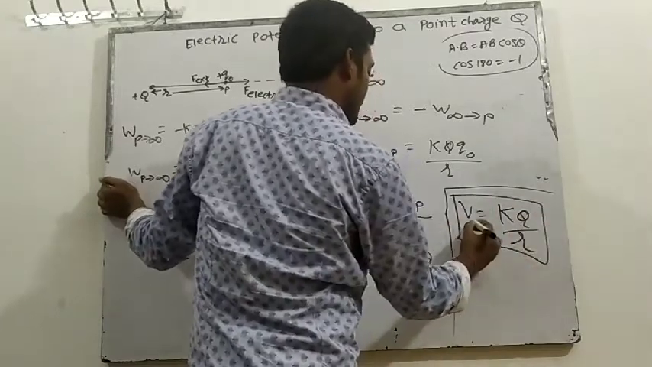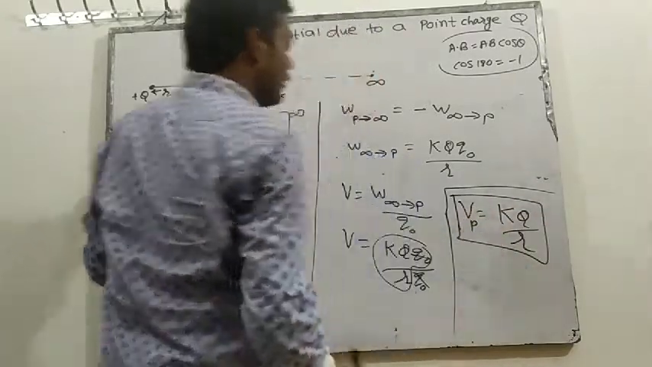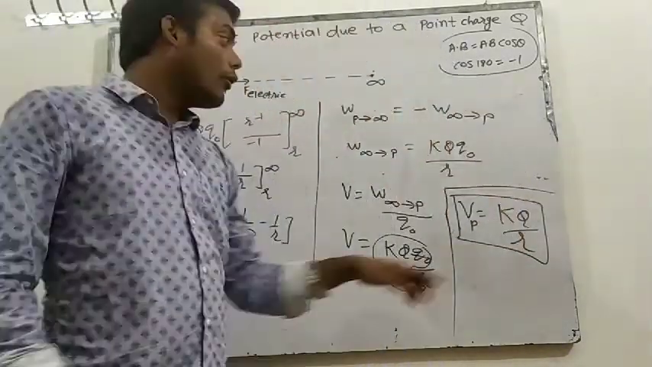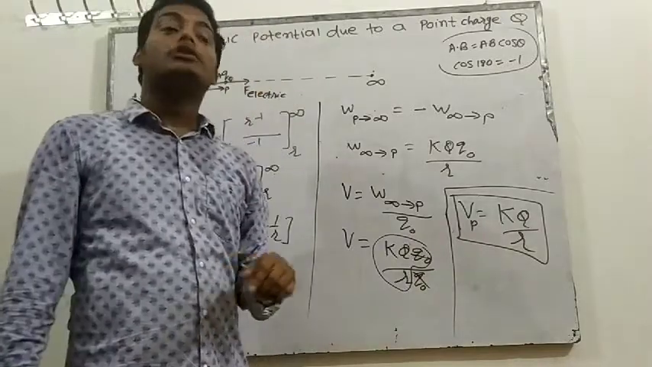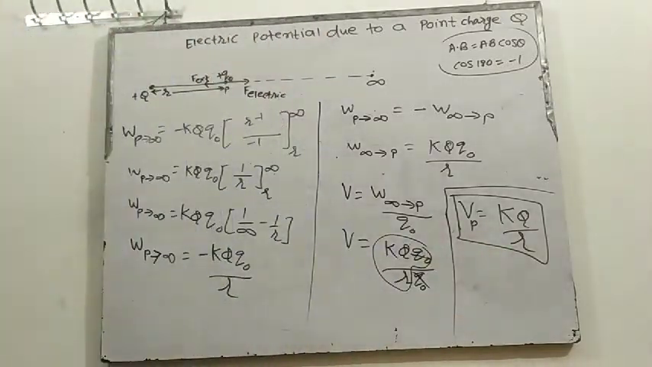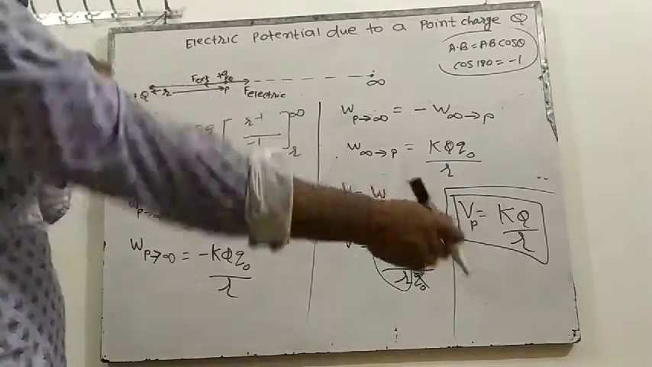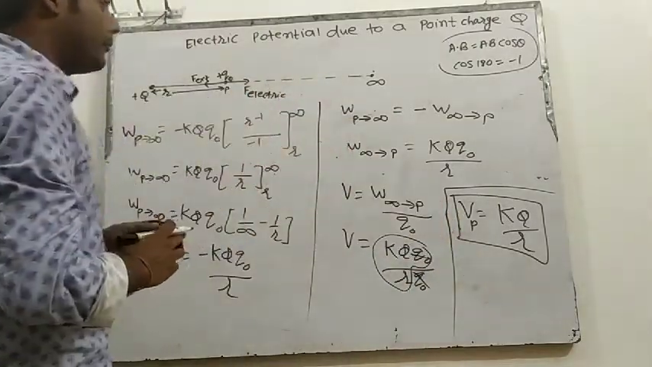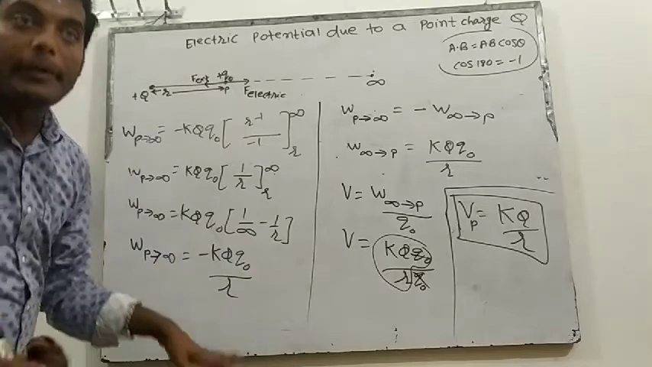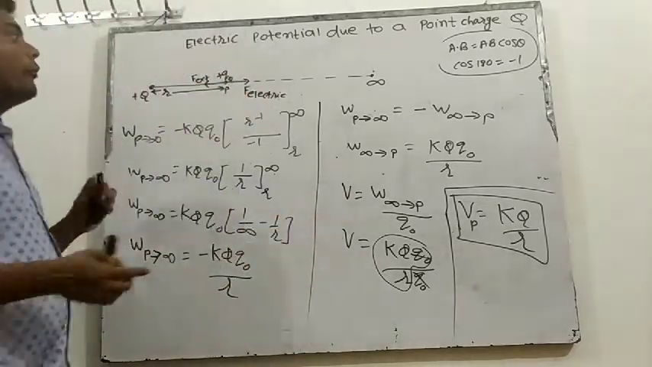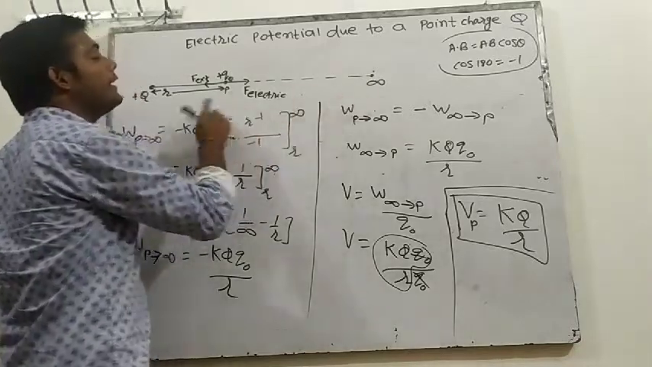Potential at point P is K Q by r. What is K? Coulomb constant. What is Q? Source charge. And what is r? Distance of point P from the source charge. So write everything. That means here we come to know one thing: this derivation will come in the board exam, so we have to practice it. How will we derive it? We can't simply find the work done from infinity to P.